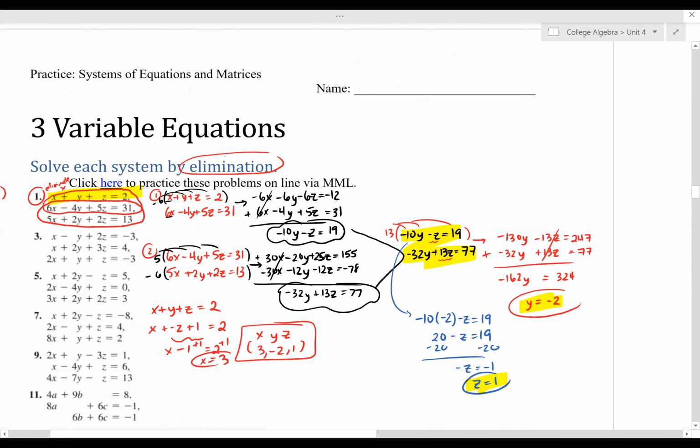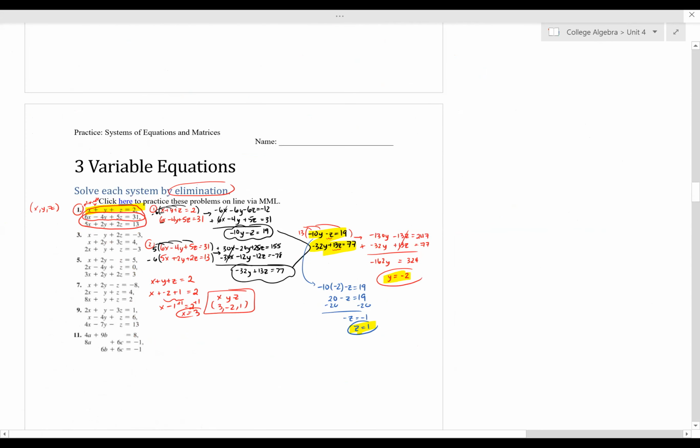Okay, so I'll zoom back out here. So stack the first two, eliminate x. Stack the last two, eliminate x. Take the answers, do two variable elimination, and then you're going to just do back substitution until you get the final result. Any questions so far? We've covered solving by substitution and solving by elimination with three variables.